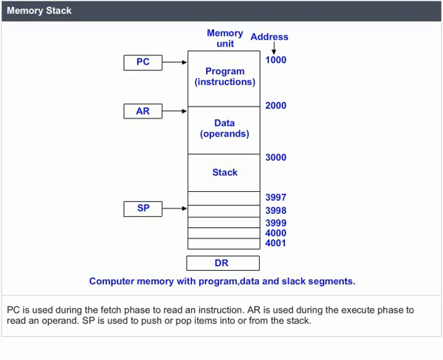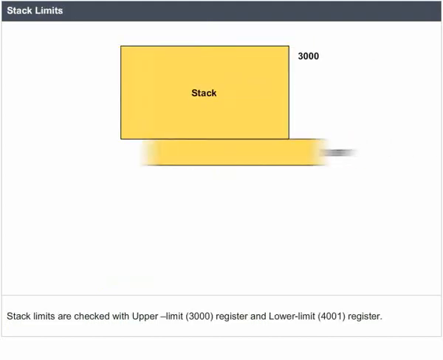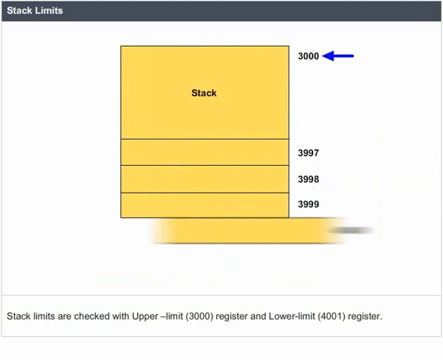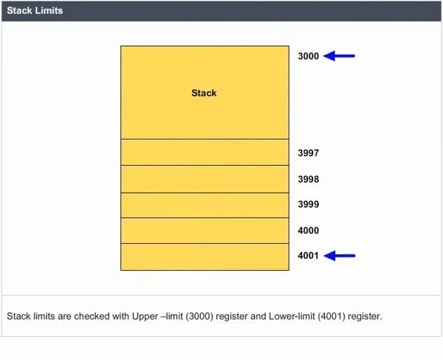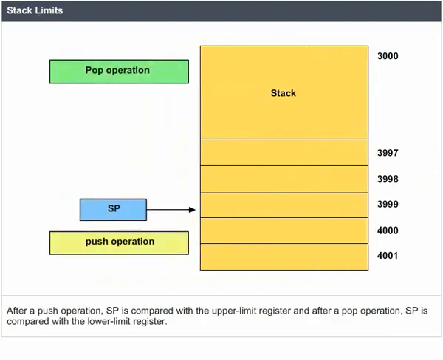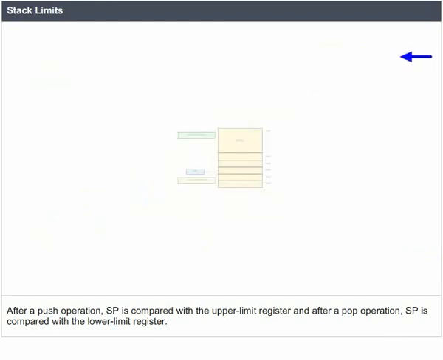PC is used during the fetch phase to read an instruction. AR is used during the execute phase to read an operand. SP is used to push or pop items into or from the stack. Stack limits. Stack limits are checked with the upper limit register 3000 and the lower limit register 4001. After a push operation, SP is compared with the upper limit register, and after a pop operation, SP is compared with the lower limit register.